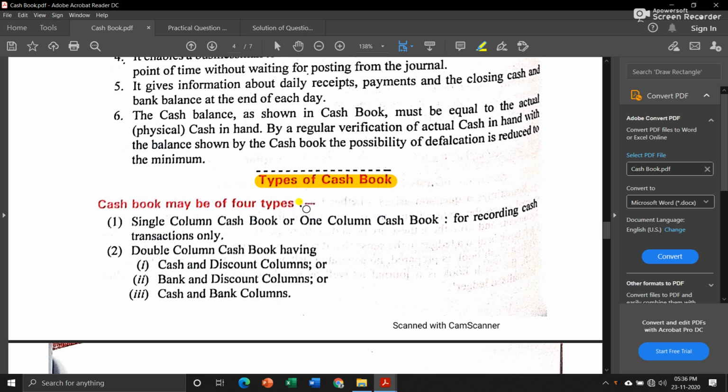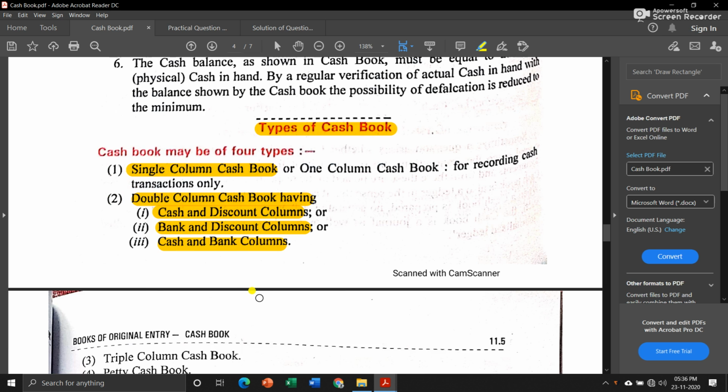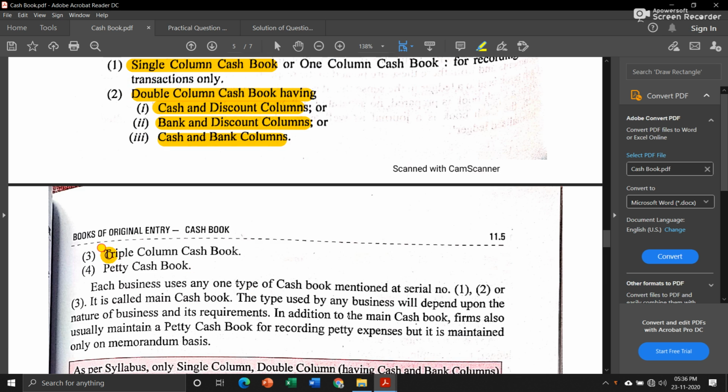Now, cash books are of 4 types. First is the single column cash book, which we will see in today's session, how to prepare it. The second type is the double column cash book, in which we will have cash and discount columns, bank and discount columns, and cash and bank columns. This also we will see in a practical question. The third type is the triple column cash book, but this is not included in your syllabus, so we will just skip this one. And the last one is the petty cash book.